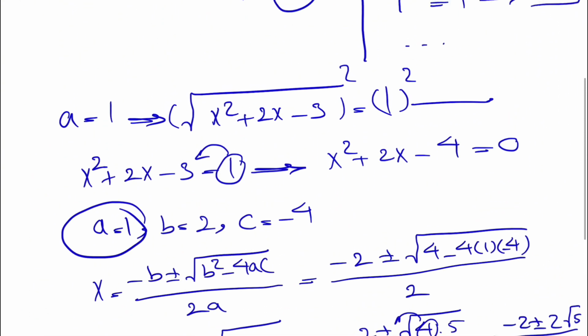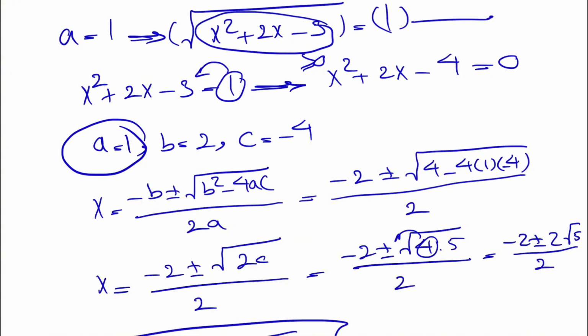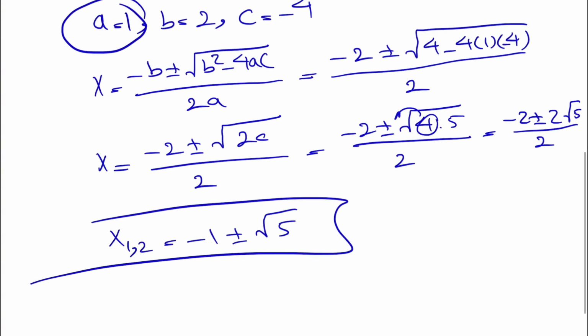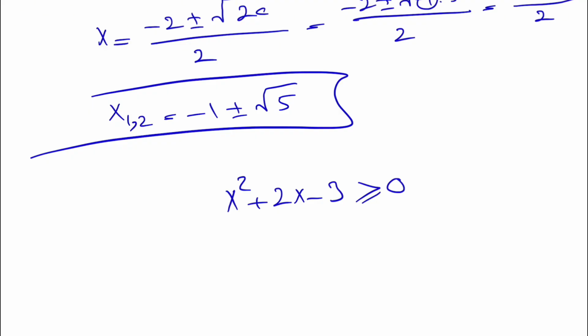But we have to keep in mind that we have a square root in here, and this expression has to be greater than or equal to 0. So we have to figure out the condition to satisfy this, because we cannot have a negative number under the square root. So we have basically x squared plus 2x minus 3, and this has to be greater than or equal to 0. If we want to find the roots here, we need two numbers that multiply to minus 3 and add to 2. Those two numbers are plus 3 and minus 1.